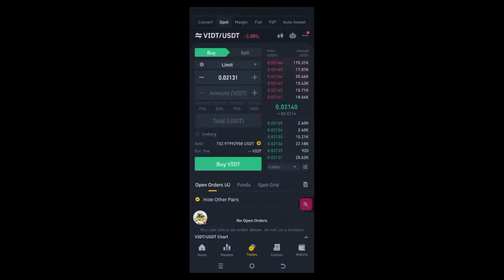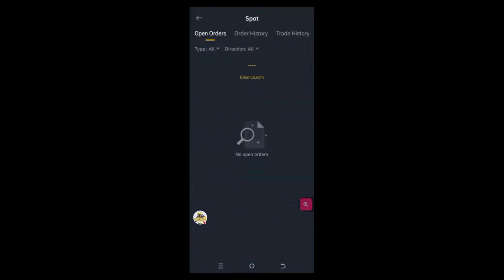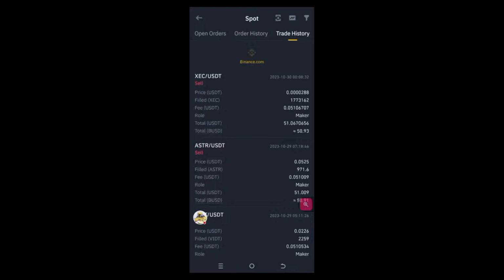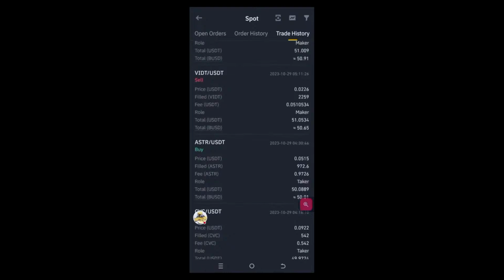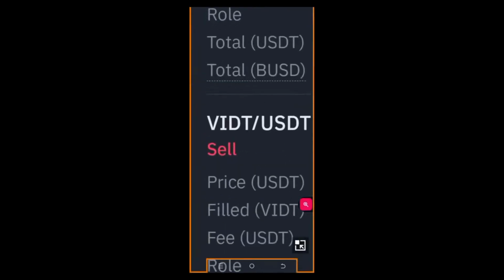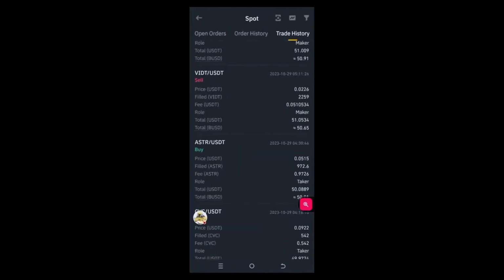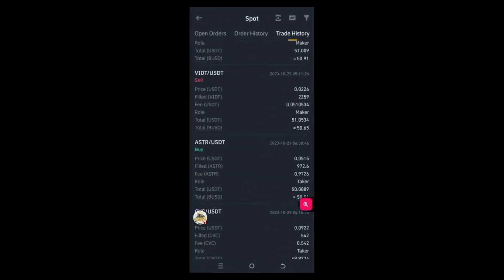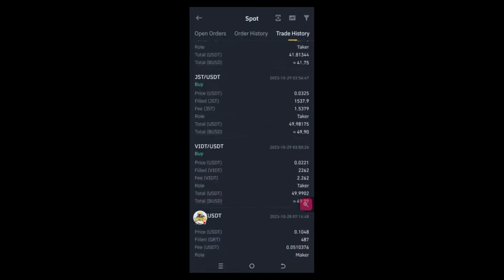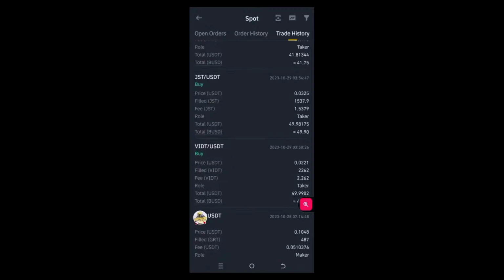Let me just go to, because this happened some couple of hours ago, so let me just open up the trade history so that we can see it and look at the different points and metrics. Okay, so this is VIDT. So VIDT, we actually bought it at 221. Yes, that's how much you put. Let me go and check so that I can show you and be very sure. Look at it here. So we bought it here at 221. That's the price we bought it at.